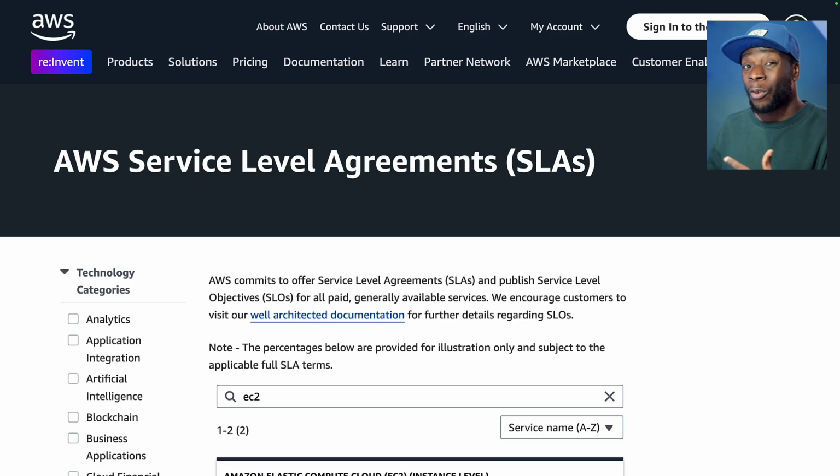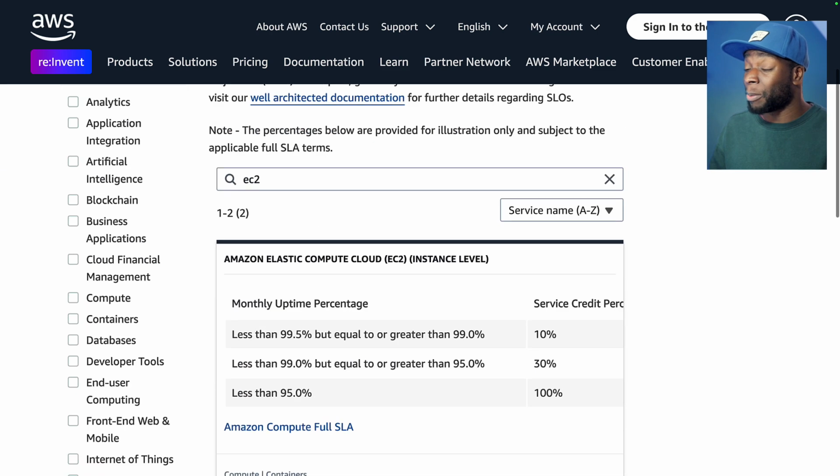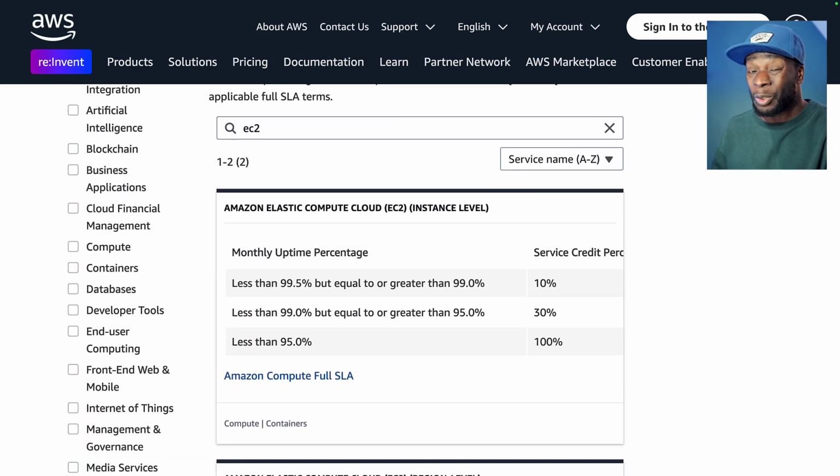Here's a list of all the SLAs that AWS provide, and here's one for EC2. Now, they promise that your EC2 instance should have more than 99.5% uptime. And if it has less than that, but more than 99.0%, then you'll get some credit back. But what is 99.5% uptime? How do I figure that out?